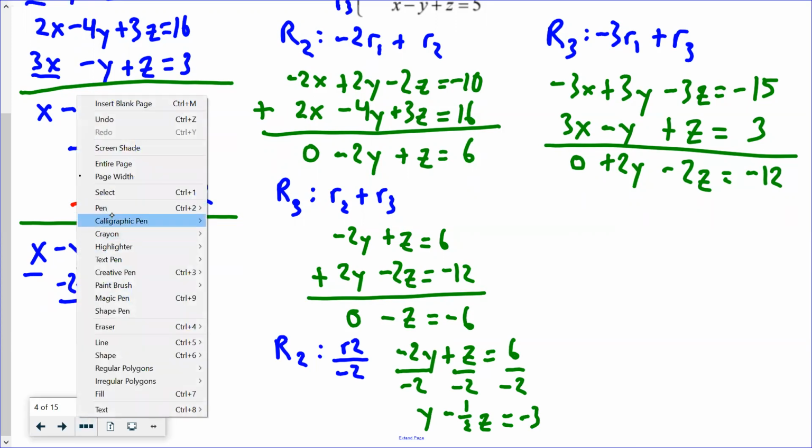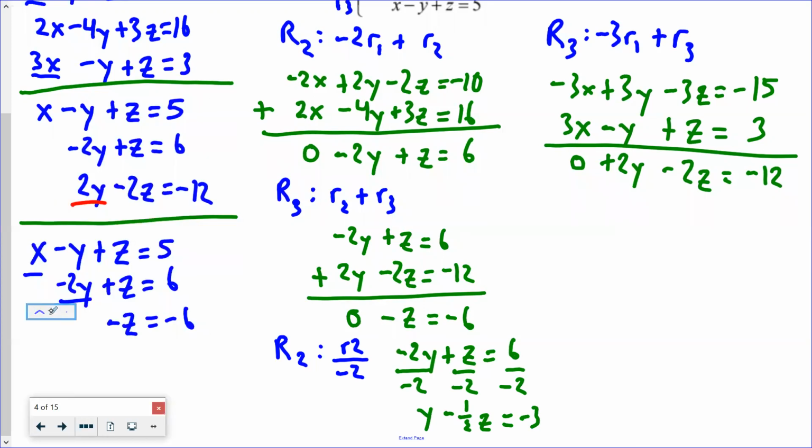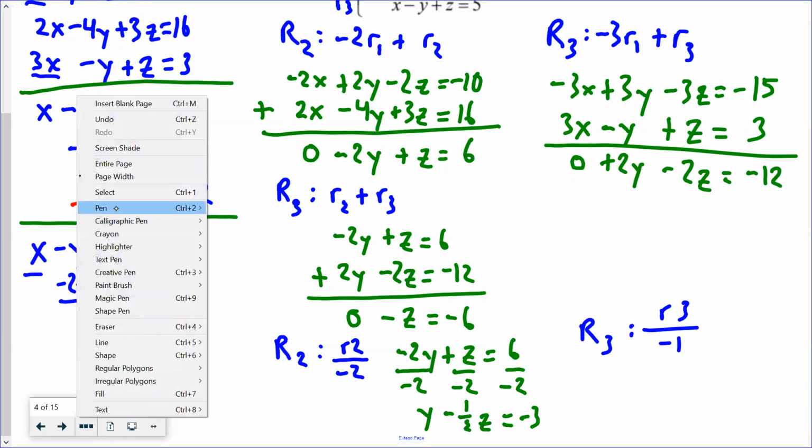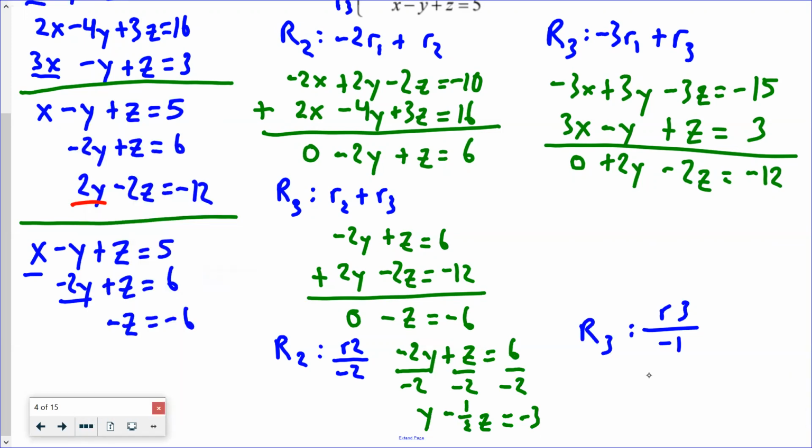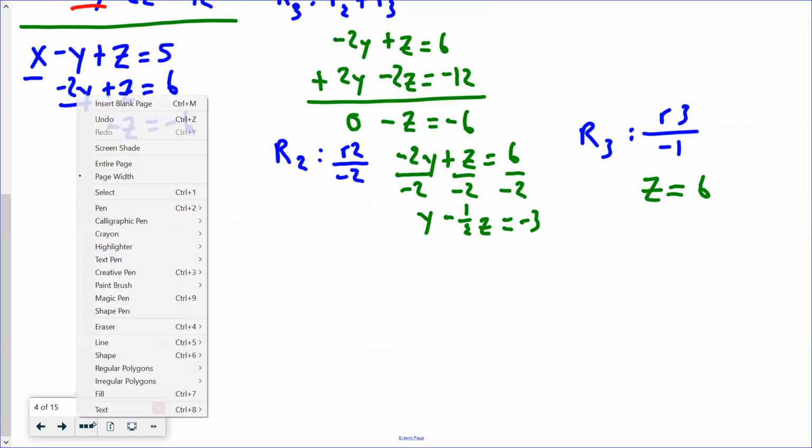All right. Also, while I'm at this, I'm going to take row 3 and divide it by a negative 1. I guess I could times it by negative 1. Either way is good. All that's going to do is change it from negative z equals negative 6 to z equals 6. Okay, so now let's write this out.